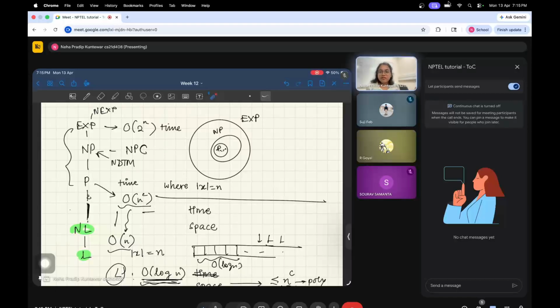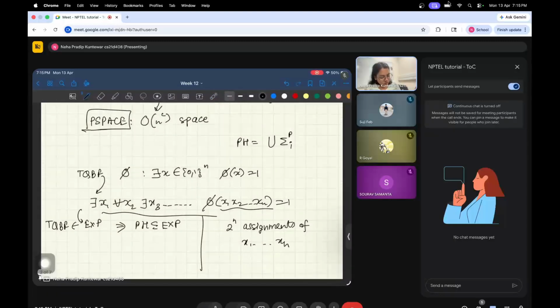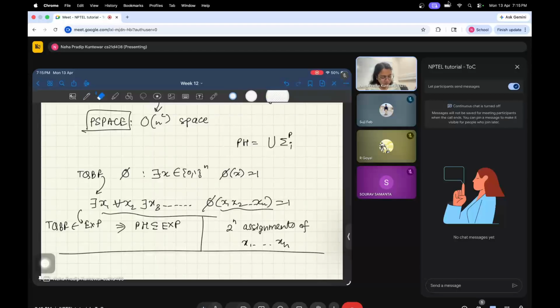I mean, as of now, we don't know whether there are such languages. Otherwise, the classes would have been separate, right? Yes. But if you could separate EXP from NEXP, then you would have separated P from NP. So the following theorem, which is some kind of a padding argument: if EXP is not contained in NEXP, then it would imply that, sorry, other way around.